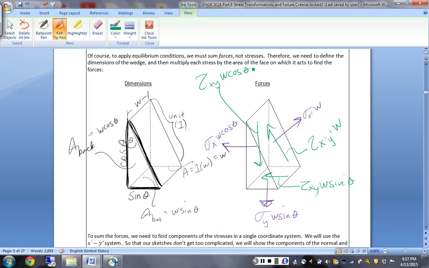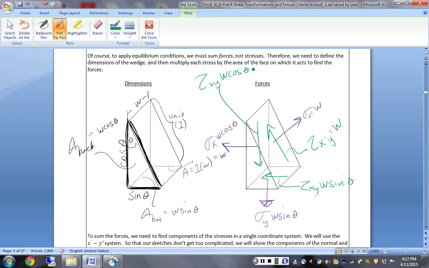You're multiplying those times the area? Right, because what is stress? Stress is force over area. If I want forces, I need stresses times areas. Here's my areas, my stresses were up on the other one, so yes, I'm multiplying to get the forces.